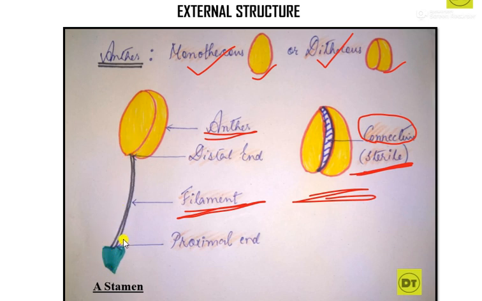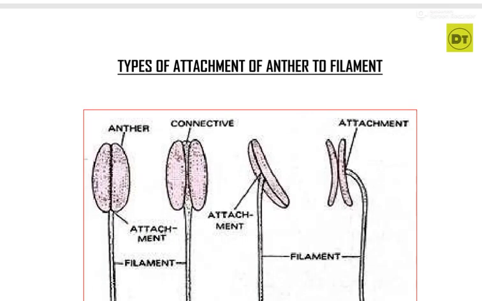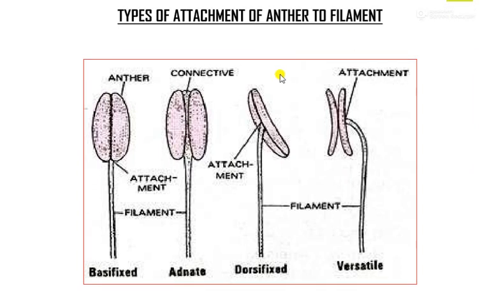Now the filament of the anther is attached to the thalamus. The end of the filament by which it is attached to the thalamus or the petal is known as the proximal end, and the other end by which it attaches itself to the anther is known as the distal end. So anther and filament together comprise a stamen. Clear?